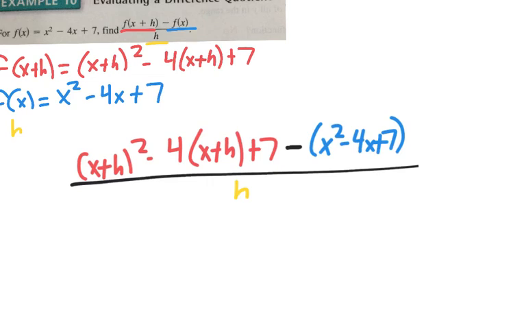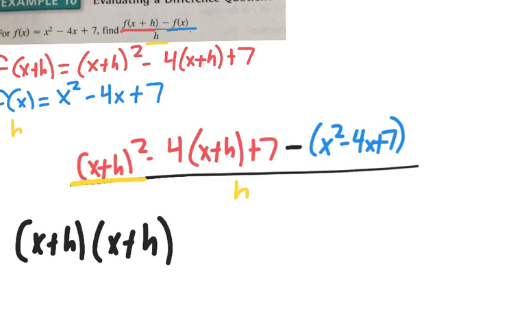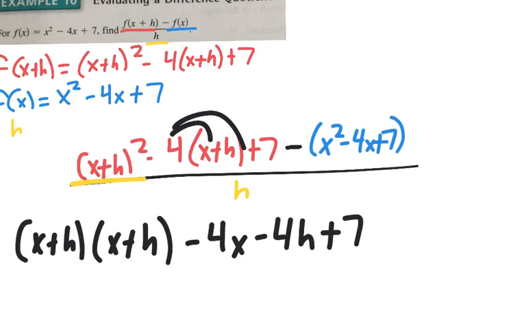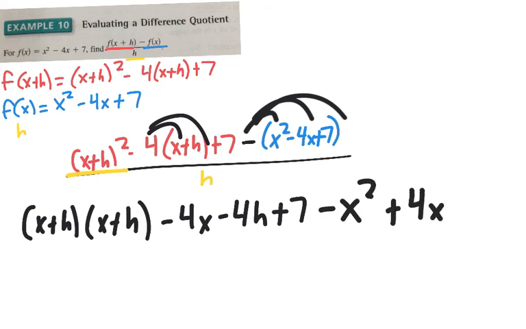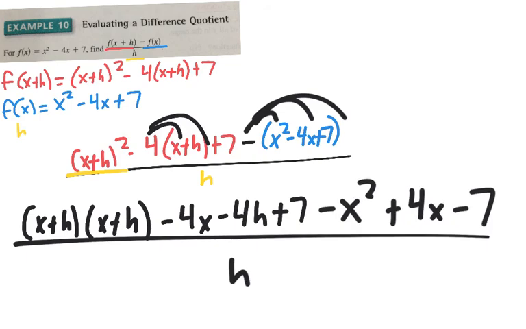Okay, simplifying. So if I have x plus h squared, I can rewrite that as x plus h times x plus h. Then I'm going to distribute here. So that's negative 4x minus 4h. Then I have plus 7. And now I have to distribute this negative 1 to everything in the blue. So that becomes a negative x squared, a positive 4x, and a negative 7, all over h.